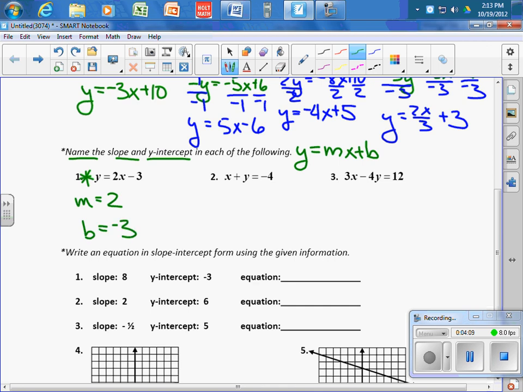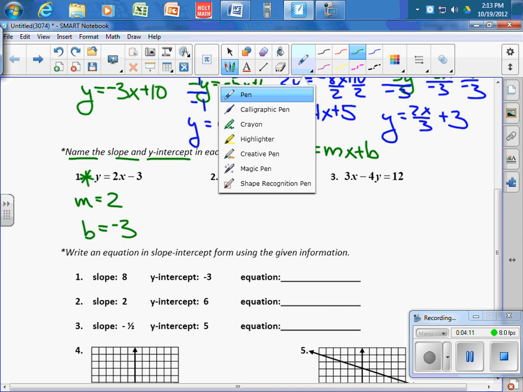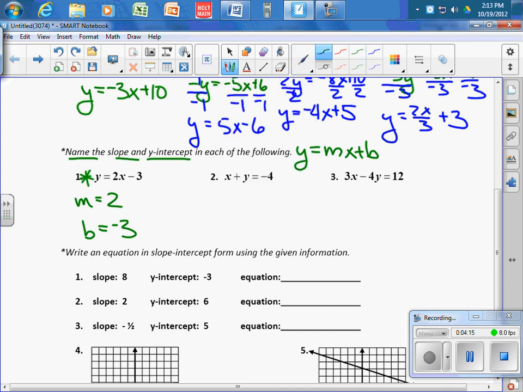In number 2, we have to subtract x from both sides first. So I need to go minus x on one side, minus x on the other side, and I have y is equal to negative x minus 4. Since the coefficient of x in this case is negative 1, the slope is negative 1, b, the y-intercept, is negative 4.